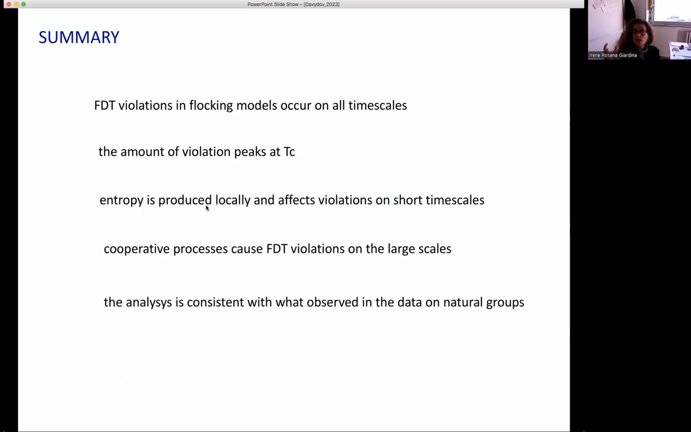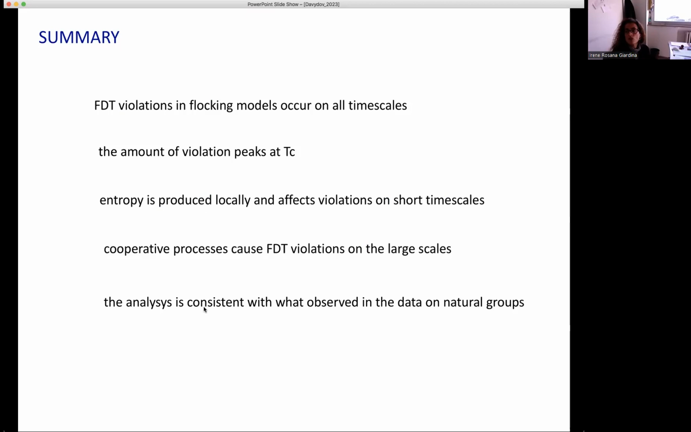The mechanism is that entropy is produced, and therefore violation of equilibrium features are produced locally on the spatial scale of the interactions and on very short time scales. These causes determine the short time behavior of the violation factor D of T, and then cooperative processes close to the transition cause a propagation of this out-of-equilibrium effect to the whole system.